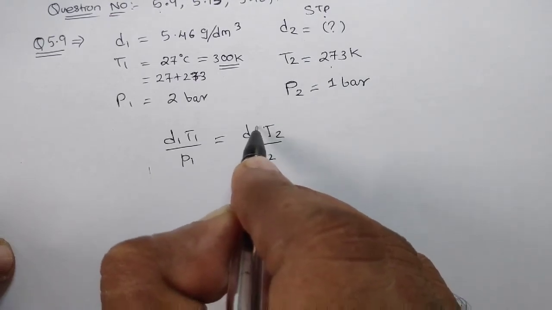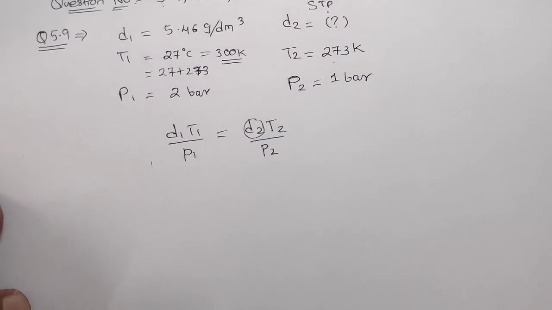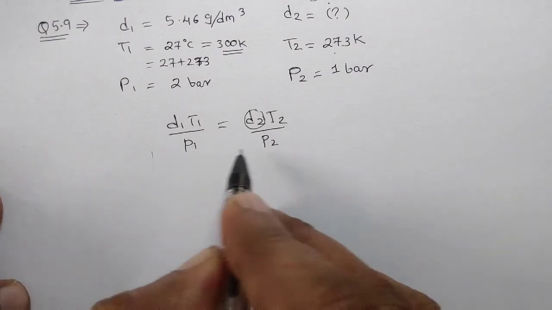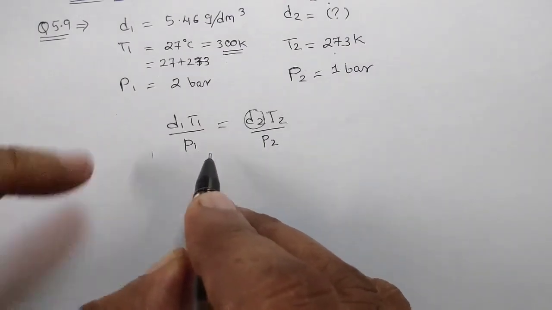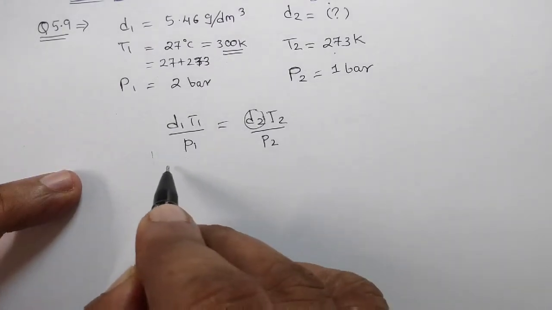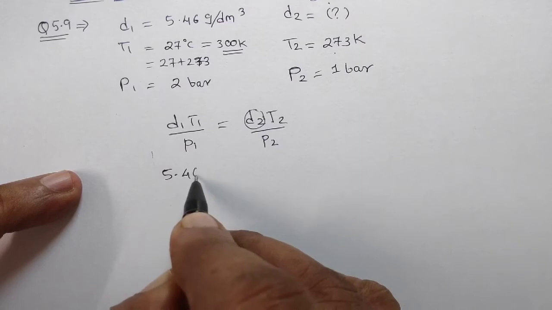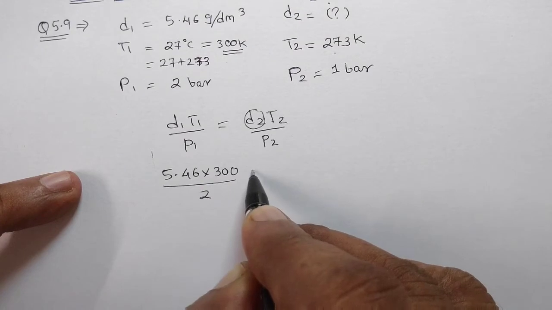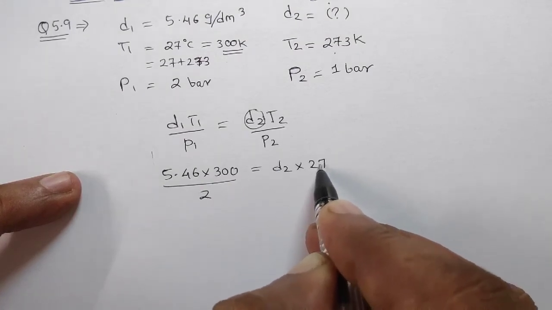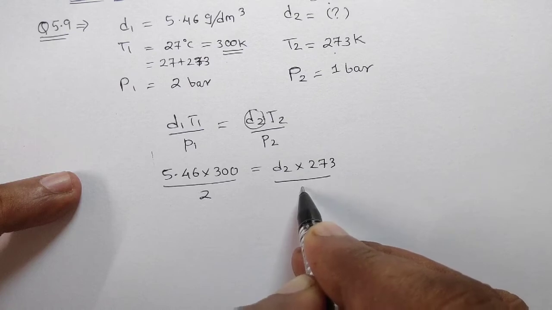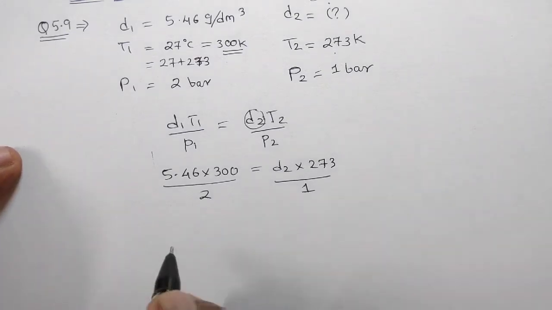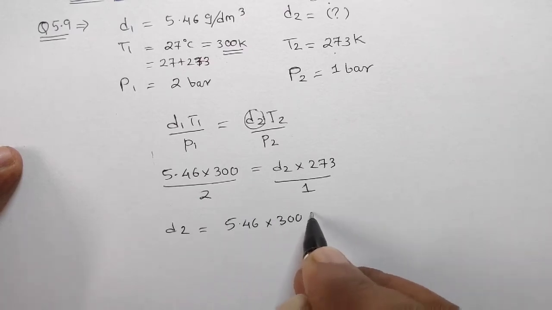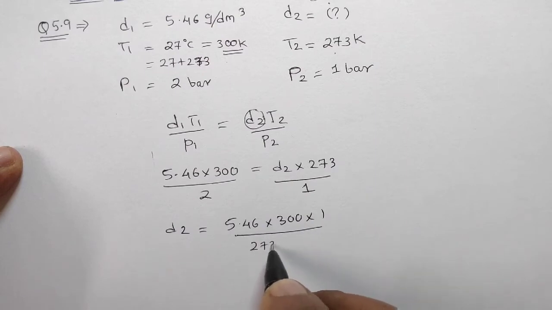Here we have to find D2. If you want, you can just substitute the values first and then interchange them. Now see here, D1 is 5.46 into 300, whole upon pressure P1, 2 bar, equals D2, T2 is 273, divided by 1, that is at STP, 1 bar pressure. So D2 is equal to 5.46 into 300 into 1 divided by 273 into 2.